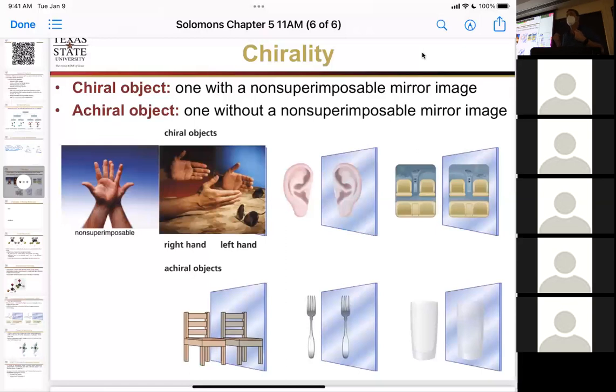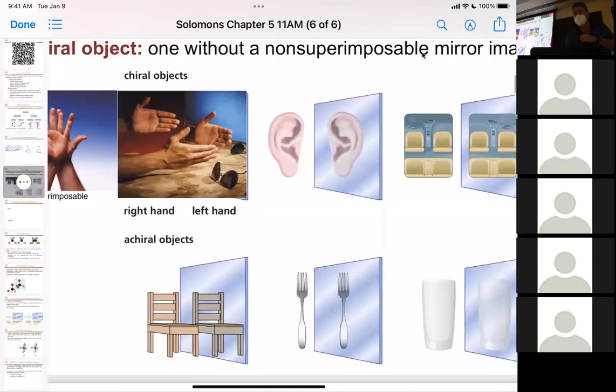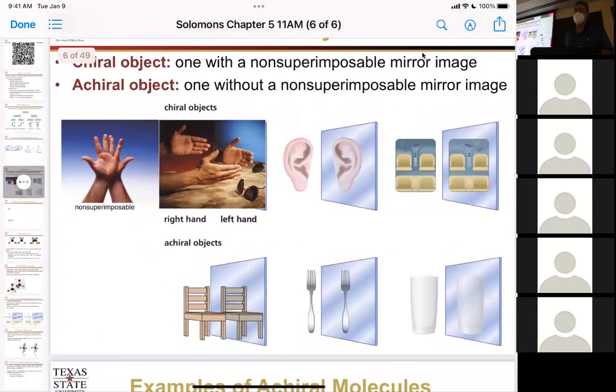But what if you have a mirror image and they do overlap? Like in the case of this fork down here. If they can be stacked on, that makes them not chiral. The word is achiral, a meaning not. So a chiral object is mirror images, non-superimposable. If you have mirror images and are superimposable, that's not chiral. If you don't have a mirror image, that's not chiral.